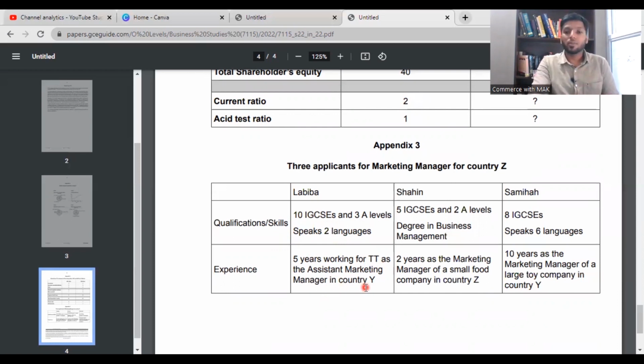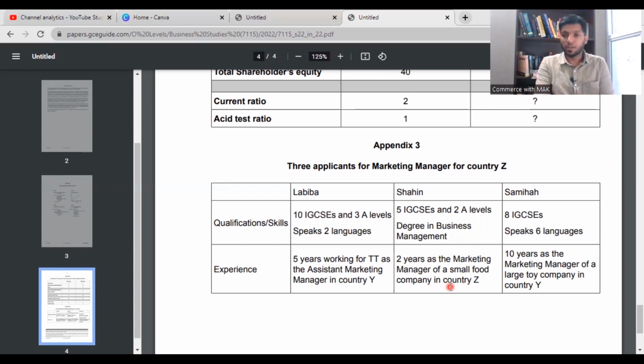So let's see Shaheen: 5 IGCSEs and 2 A levels, degree in business management. He has qualified for a bachelor's, a good thing. 2 years as marketing manager of a small food company in country Z. Now the problem is this person is from a different industry. Food and toys is not going to tally. So this Shaheen might be somewhat great, he has a good qualification, and also he's a marketing manager, so not an assistant marketing manager.